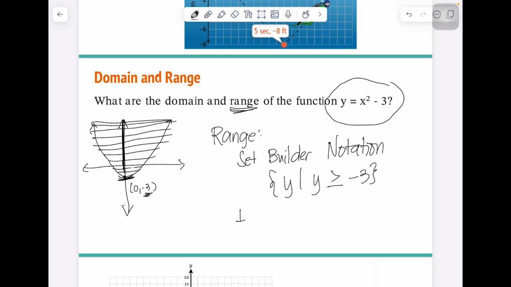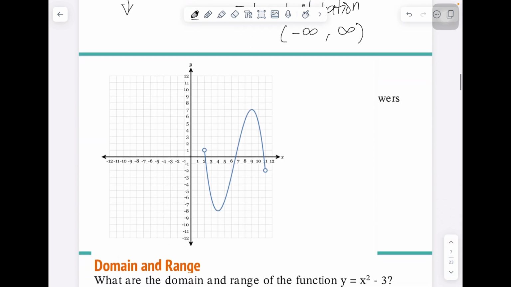Next, if you are being asked for the interval notation, you have -infinity to +infinity, and that's your range. So let's say about this one.